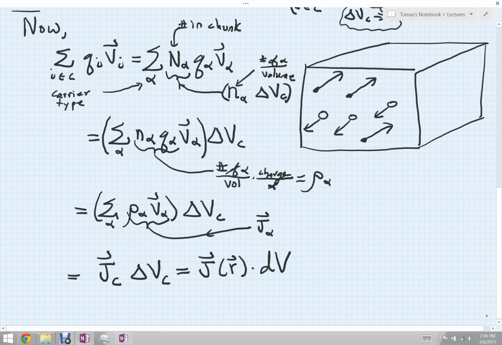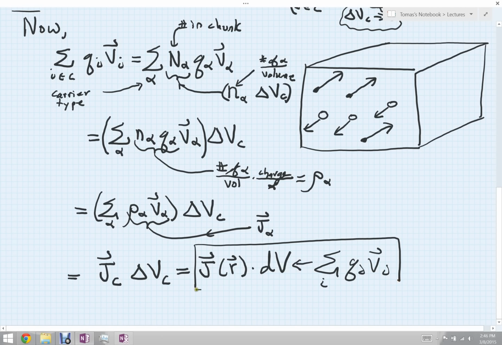So we now have a very nice replacement that whenever I see a complicated expression like this sum on i, q_i, v_i, I'm going to write it down here as a little mnemonic. Whenever I have a sum on i, q_i, v_i, I can simply replace it with this much more manageable expression that is then ready to be turned into an integral. So that's a key relationship we will use often in this course for collections of moving charges. So I'm going to put a box around that.